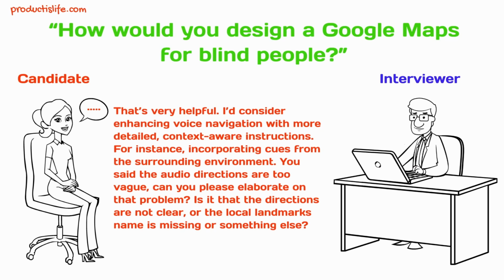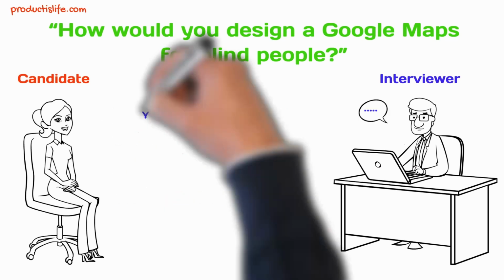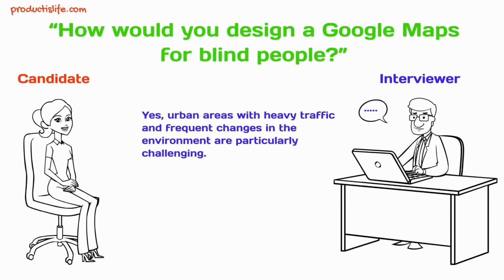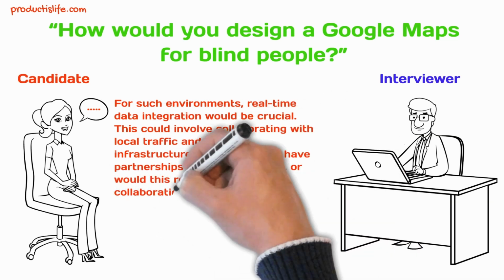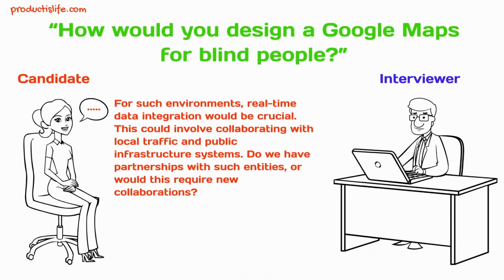You said that the audio directions are too vague. Can you elaborate on that problem? Is it that the directions are not clear, or the local landmark's name is missing, or something else? Yes, urban areas with heavy traffic and frequent changes in the environment are particularly challenging. For such environments, real-time data integration would be crucial. This could involve collaborating with local traffic and public infrastructure systems. Do we have partnerships with such entities, or would this require new collaborations?